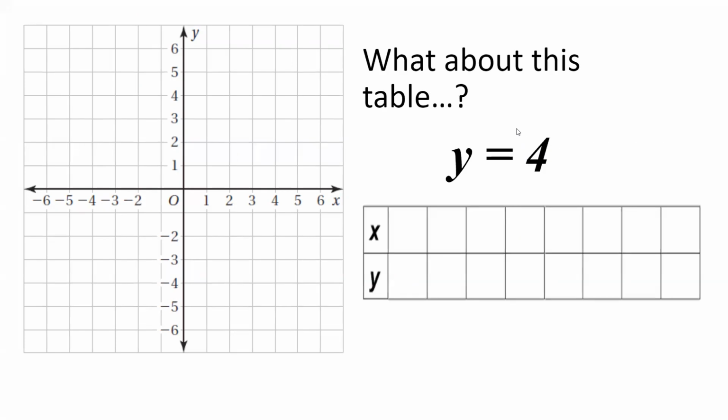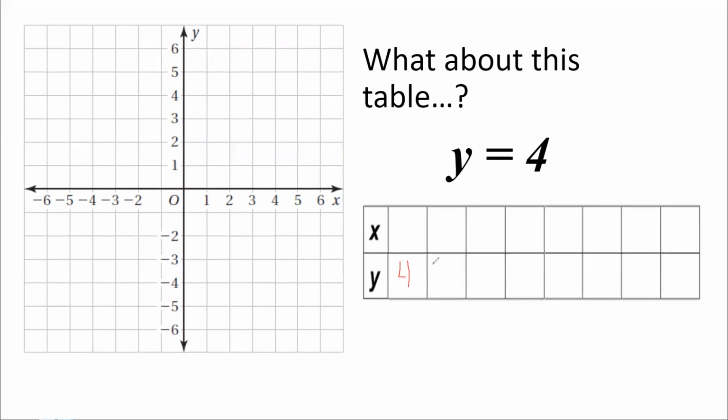Now let's go look at our y's. If I gave you the equation y equals 4, that means for every single one, I have to choose y equals 4. And I can choose whatever I want for my x. I can pick -25, I could pick -3, I could pick 0, I could pick 4, I could pick 210. It doesn't matter what I pick for x because my y is always going to be 4.